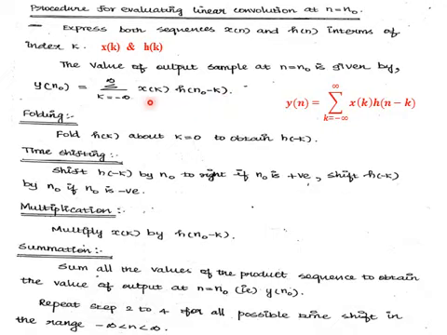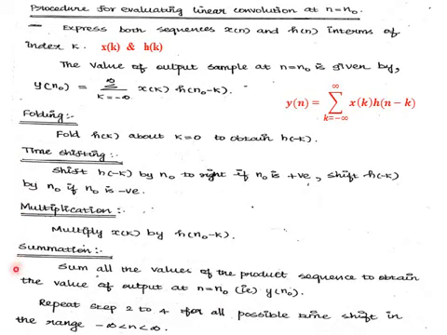Now as per the formula, the third step is multiplication of x of k with h of n naught minus k. Multiply x of k by h of n naught minus k. Once multiplication is over, we end up with the summation of all samples of this product sequence to get one particular sample value of y of n. So the last step is summation, in which we sum up all the values of the product sequence to obtain the value of the output at n equal to n naught.